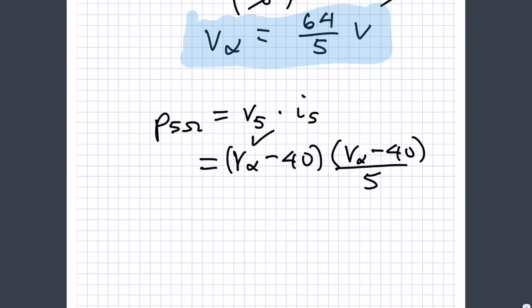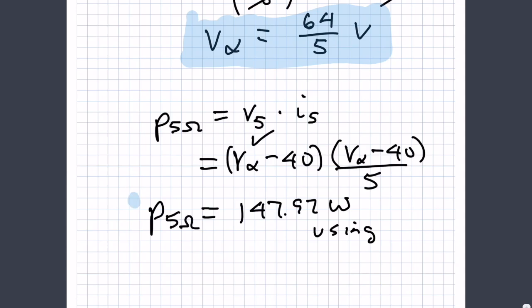V alpha is known because we just solved it. I plugged that in on my calculator, and I got 147.97 watts. And of course it's a resistor, so it's using power. All right. So that's the final answer for the 5 ohm resistor. And you see, once you know the node voltage, everything else in the circuit should be pretty easy to find.